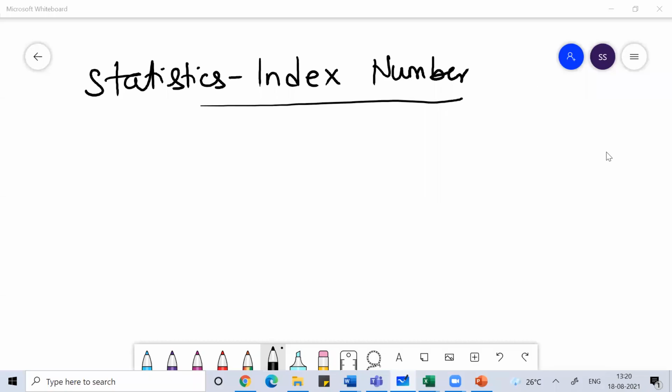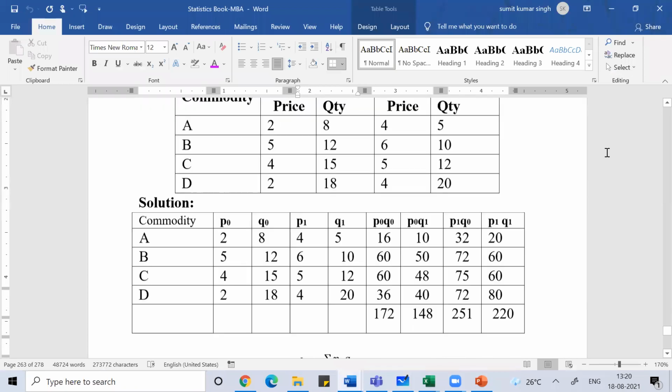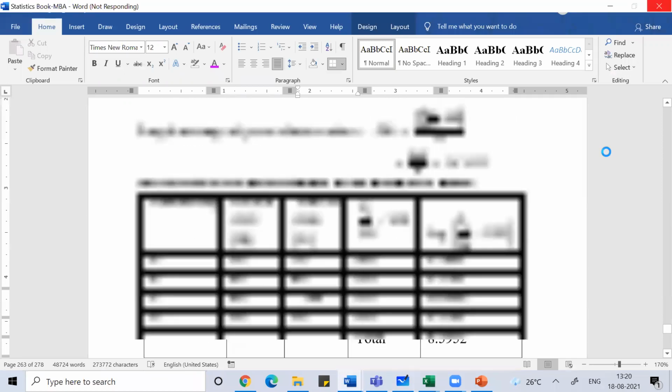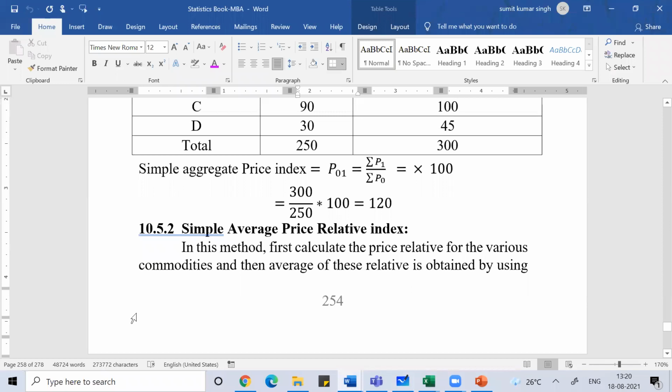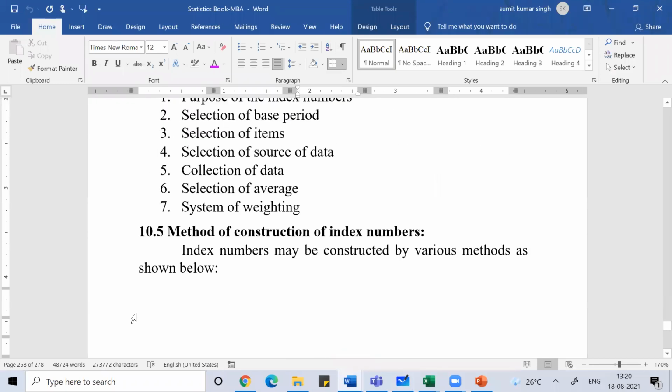So good afternoon, everyone. Welcome to the class on statistics, where till now in statistics, we discussed unweighted index number methodology. We have discussed them, the unweighted price index number methodology.